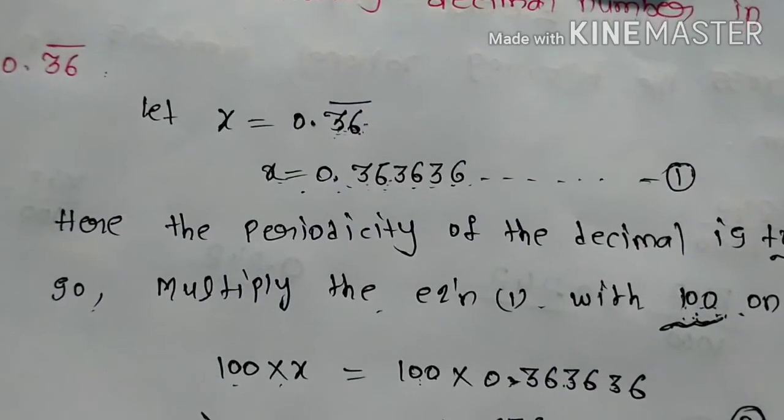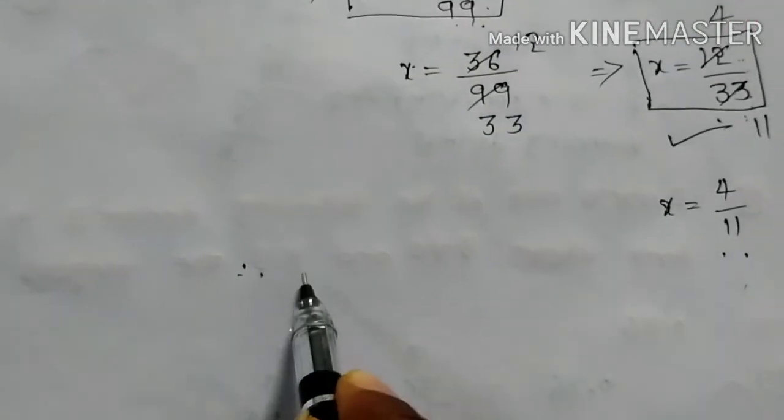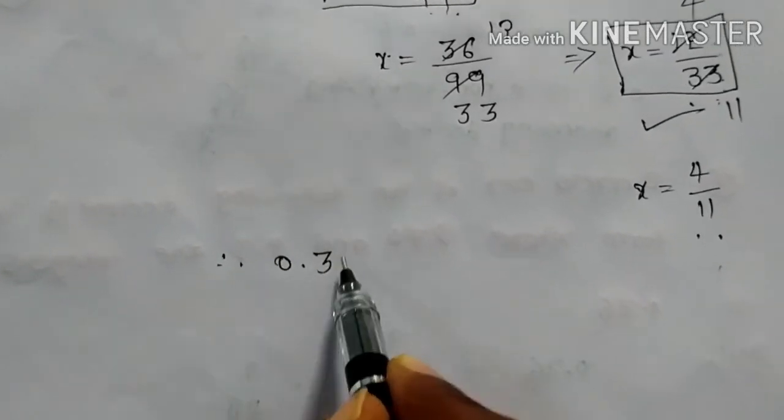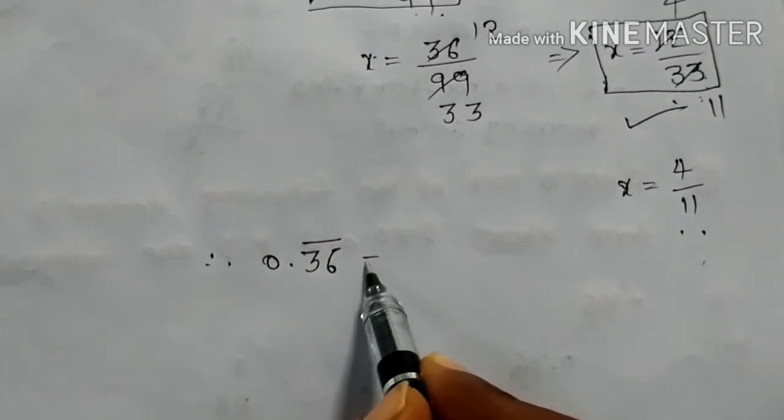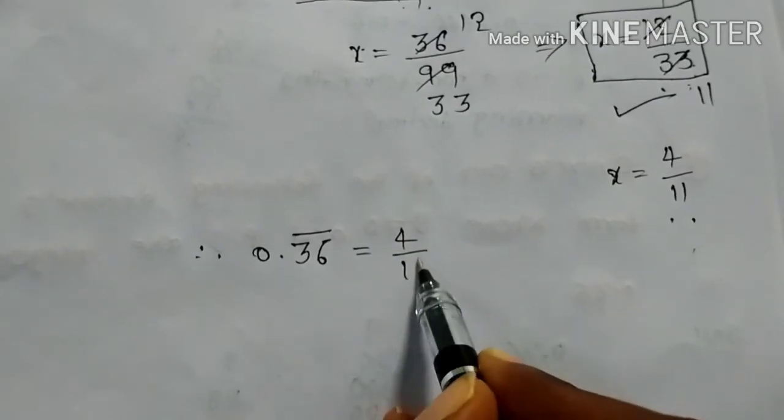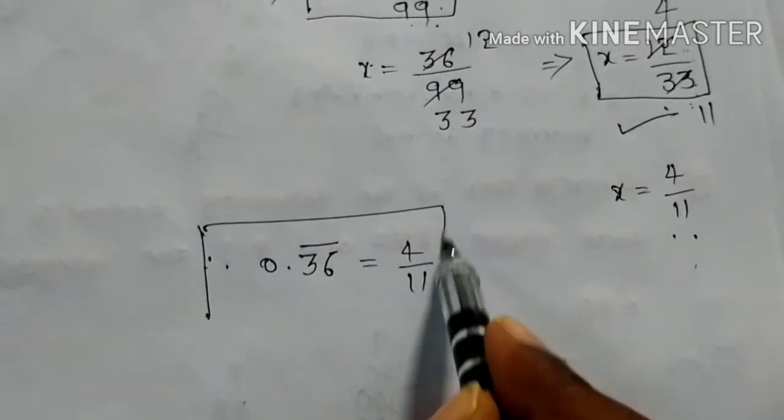What do you mean by x here? You can see here x is equal to how much? 0.36 bar. That means you can write here therefore 0.36 bar is equal to 4 by 11. This is your answer.